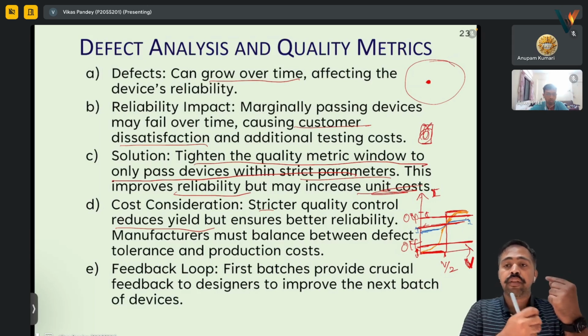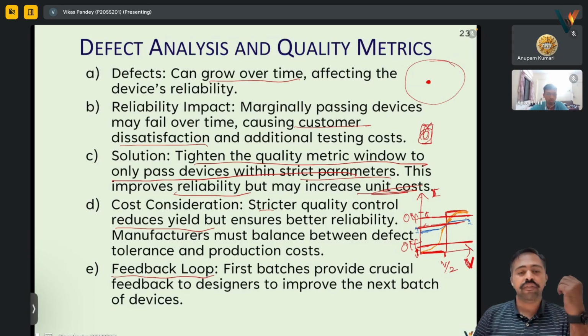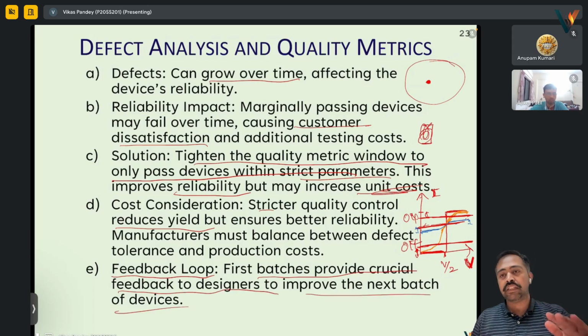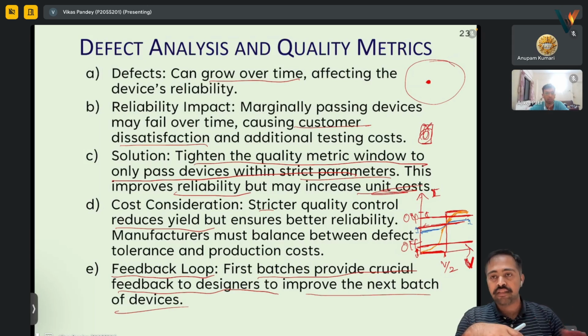So how is this done? This is done by using a feedback loop. That is, first batches provide crucial feedback to designers to improve the next batch of devices. So one batch is made, testing is done, feedback is taken, and designers take in those inputs and improve the device. One way is that the problems we know from manufacturing, we already incorporate. Second way is, as the devices are made, we again take feedback and improve our design. We improve our process.